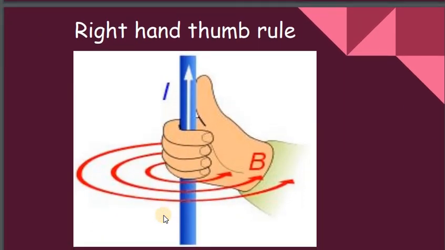Now we'll see right hand thumb rule. Just imagine you're grabbing the current carrying conductor with your right hand such that your thumb is pointing in the direction of the current. Then these four fingers curled in this direction will show the direction of the magnetic field.